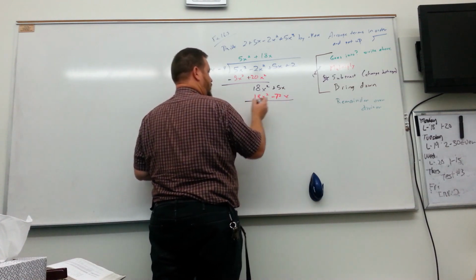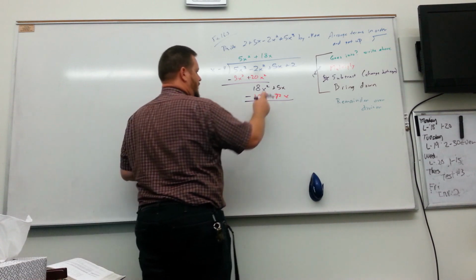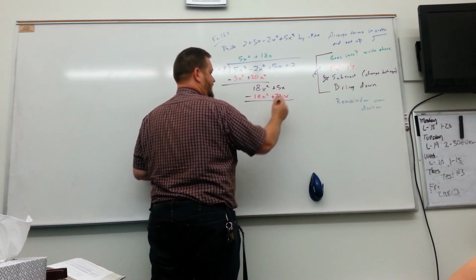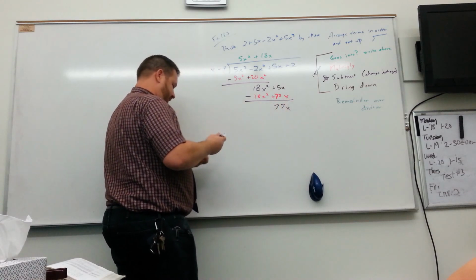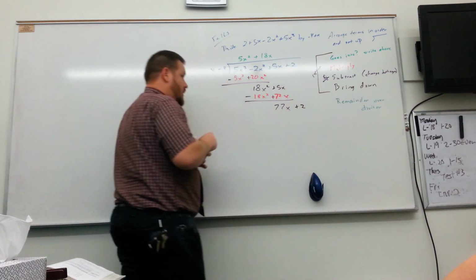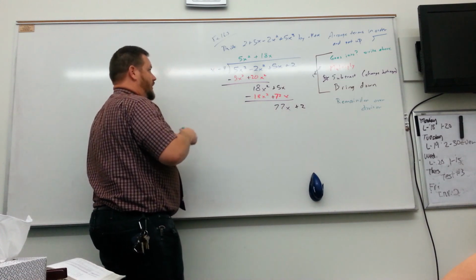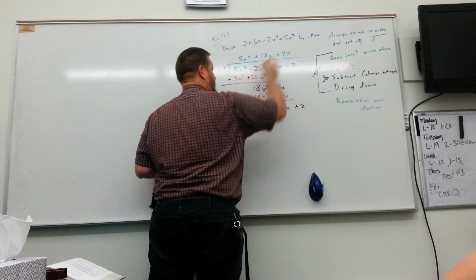All right, we're going to take this and subtract, changing both signs. So 18x squared minus 18x squared goes away, that's 0. 5x plus 72x is 77x. And we bring down the next thing, the plus 2. All right, and then we go back to this loop that we're in. x times what is 77x? 77.